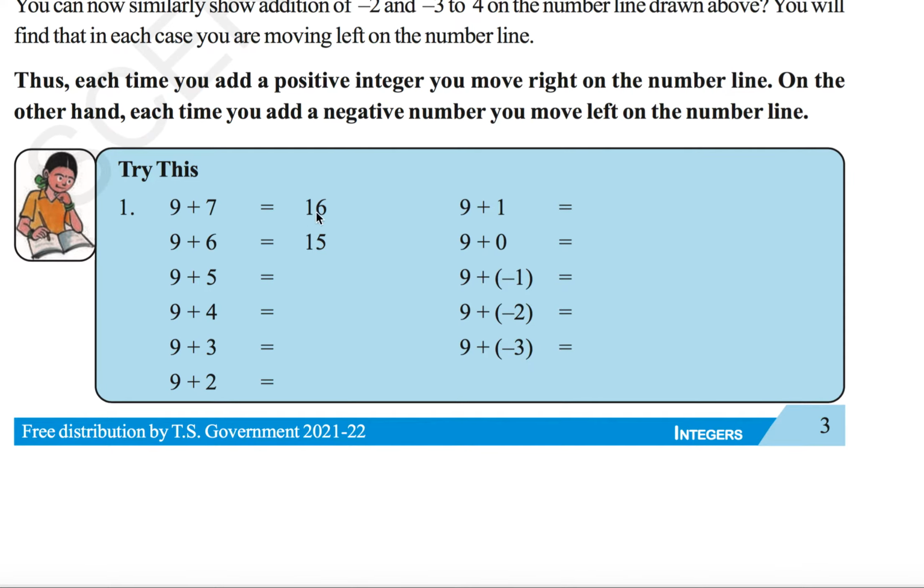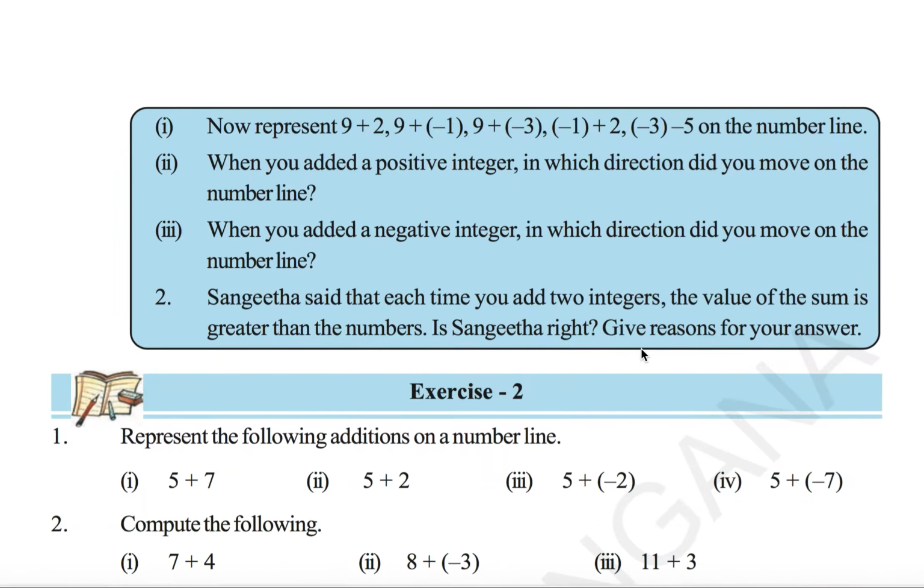Try this. 9 plus 7 is 16, 9 plus 6 is 15, 9 plus 5 is 14, 9 plus 4 is 13, 9 plus 3 is 12, 9 plus 2 is 11, 9 plus 1 is 10, 9 plus 0 is 9, 9 plus minus 1 is 8, 9 plus minus 2 is 7, 9 plus minus 3 is 6. Now represent these on the number line. When you add a positive integer, in which direction did you move on the number line? Towards right.